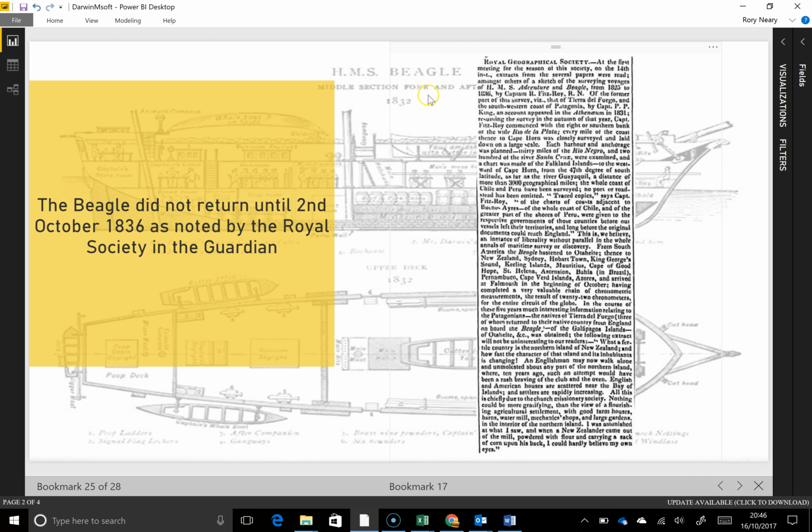this is an image of, let's see if we can focus on this one. No, we can't go full screen on this. But this is actually an excerpt from the Guardian of its day, and it was effectively an announcement by the Royal Geographical Society about the return of the Beagle. And so there's all sorts of bits and pieces to do with that.